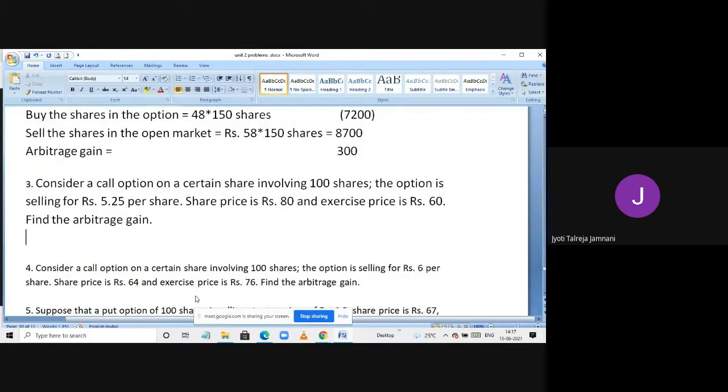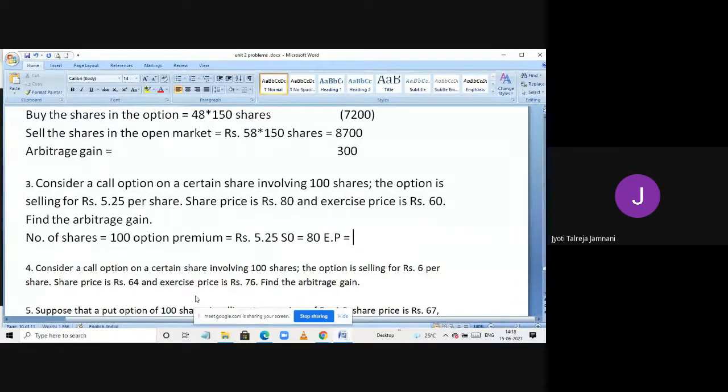Consider a call option on a certain share involving 100 shares. So number of shares is 100. The option is selling for rupees 5.25. So option premium is rupees 5.25. Share price is rupees 80. So S0 is 80.